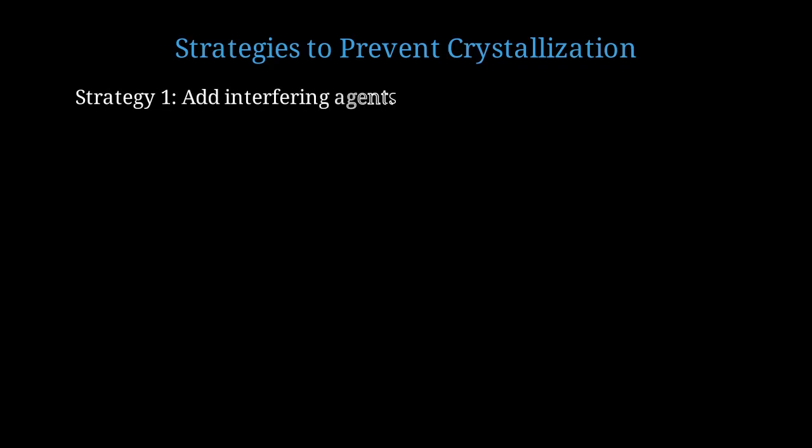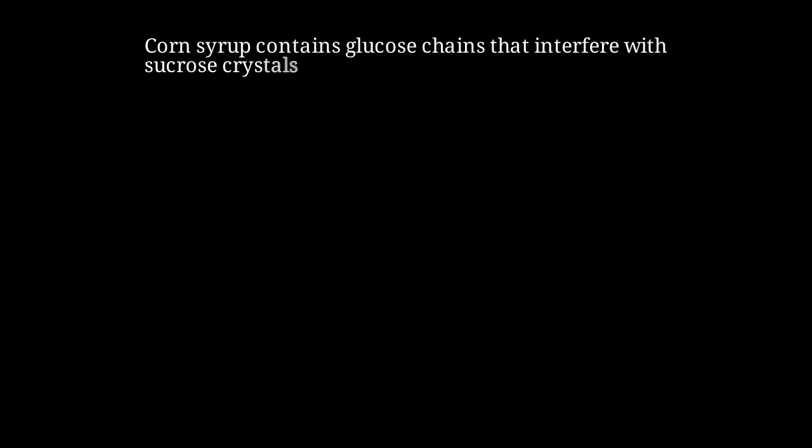Strategy 1. Add interfering agents. We add substances that disrupt the ability of sucrose molecules to pack into crystals. Corn syrup, which contains glucose and glucose polymers, physically gets in the way of sucrose molecules trying to organize into crystals. The different molecular shapes prevent regular packing.